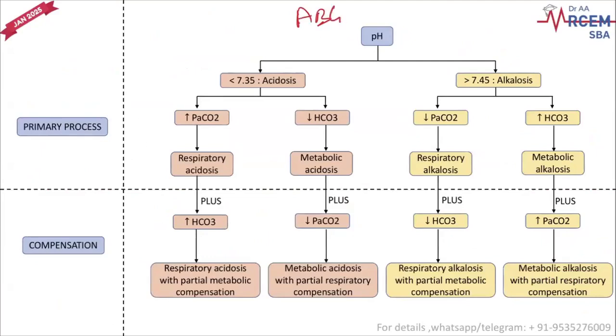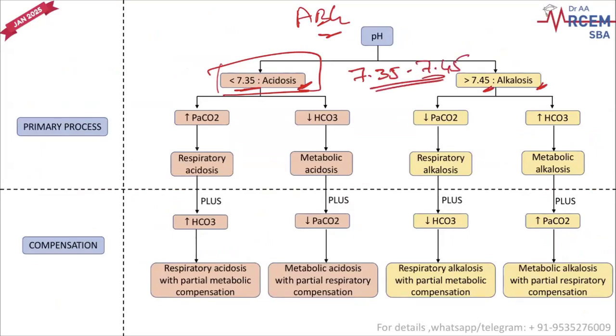Next thing, how to look at an ABG itself. Once you have an arterial blood gas, how will you be looking at it? First thing you'll be looking at is the pH. If the pH is less than 7.35, you call it an acidosis. If the pH is more than 7.45, you call it an alkalosis. The normal range of the pH is 7.35 to 7.45. This is the normal range.